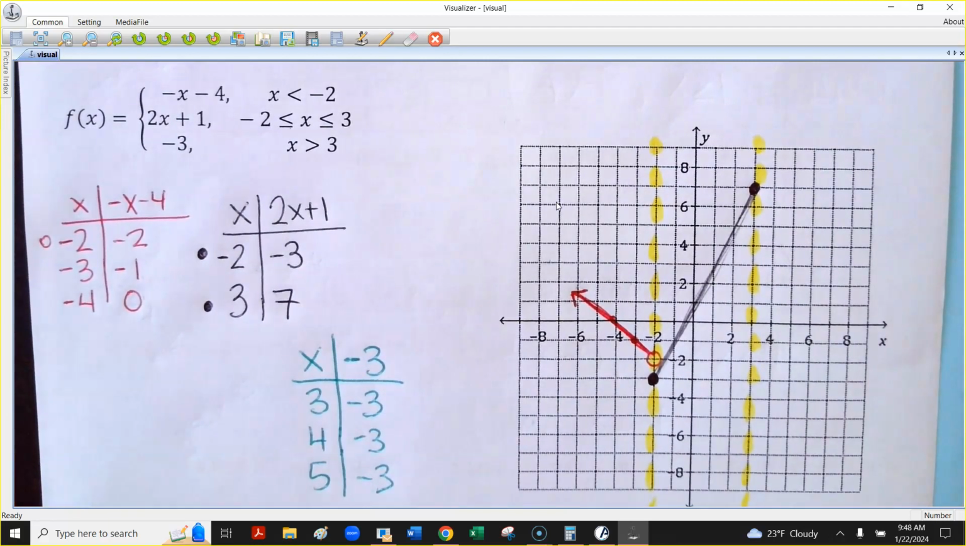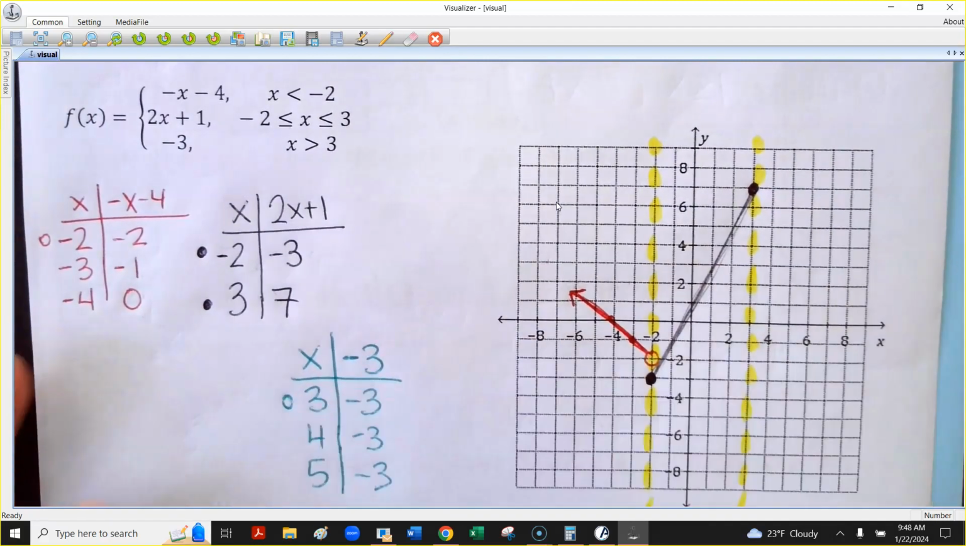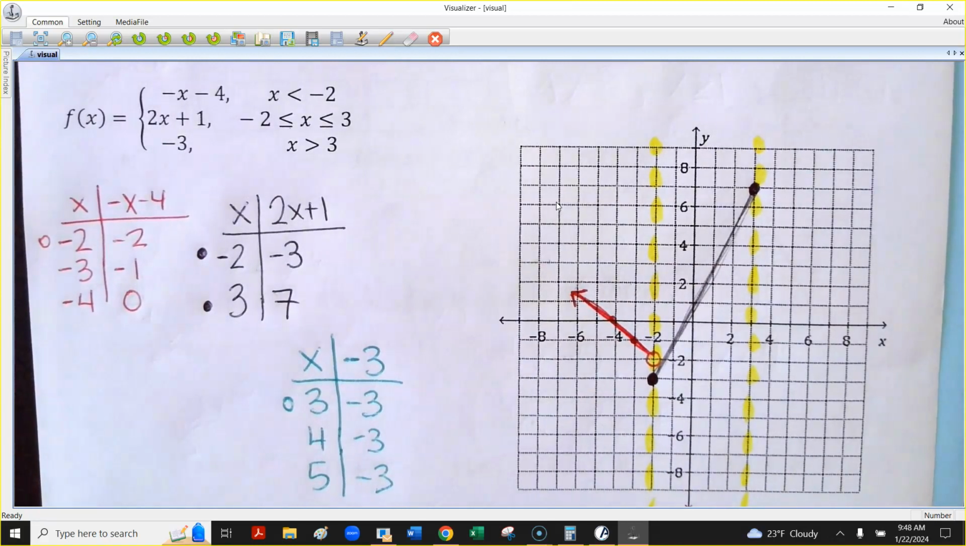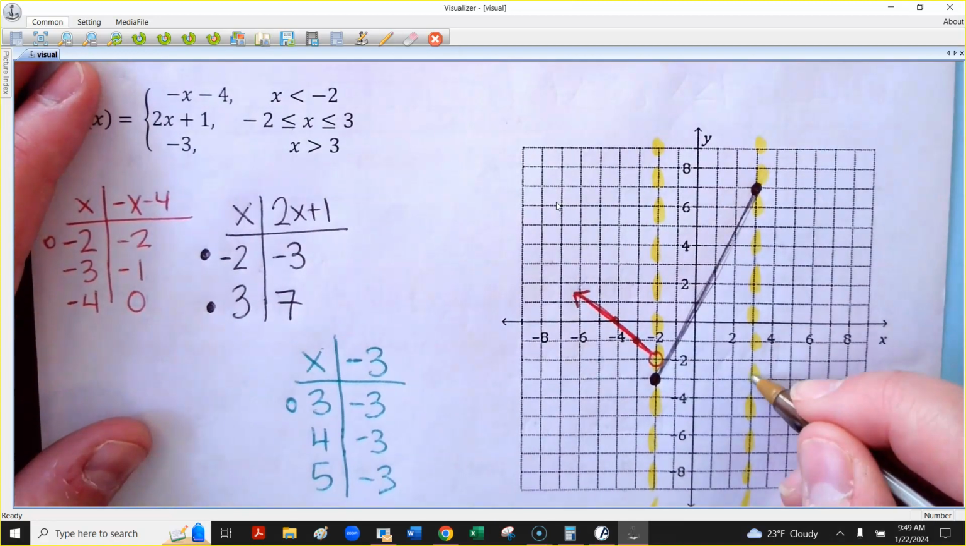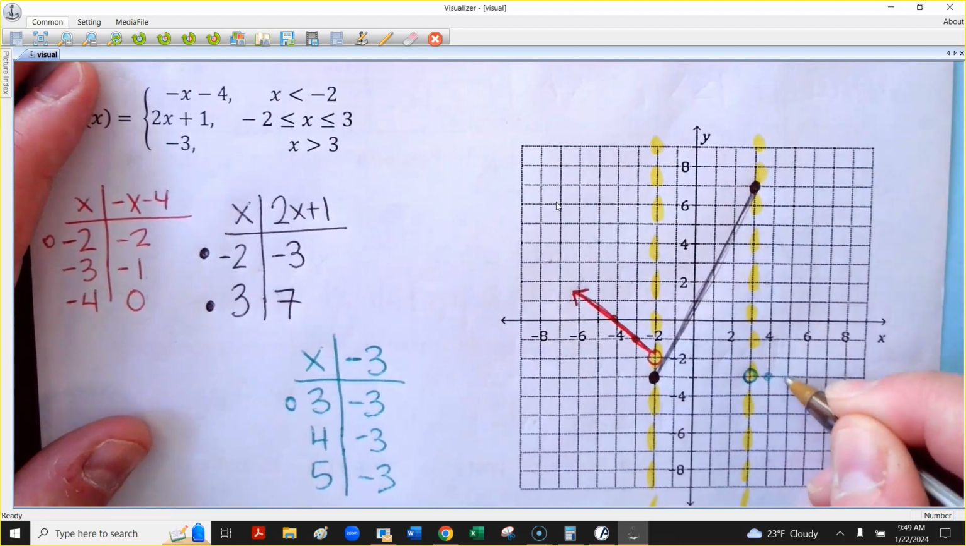It would just be -3. You just make sure you start that up with an open circle because you would have just x is greater than 3, so it should be an open circle where it connects to this domain line here. We'll open circle here, and then it should just go to the right.